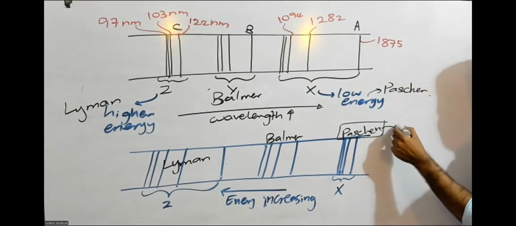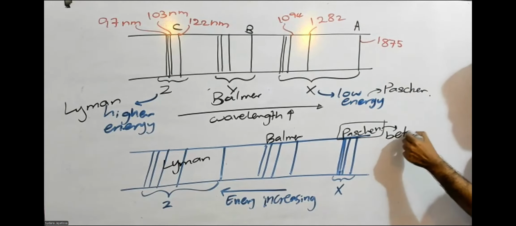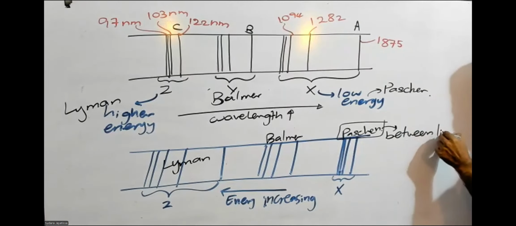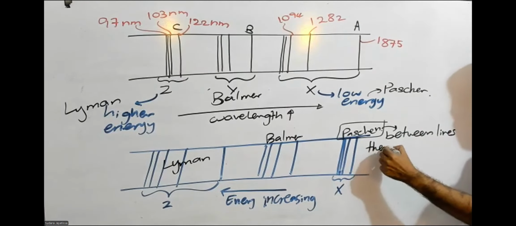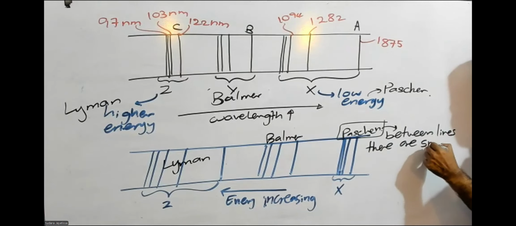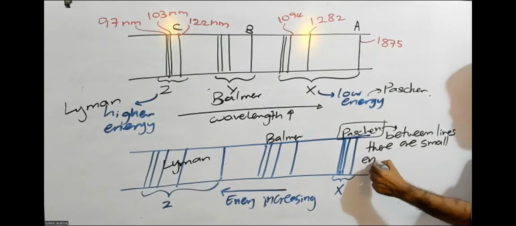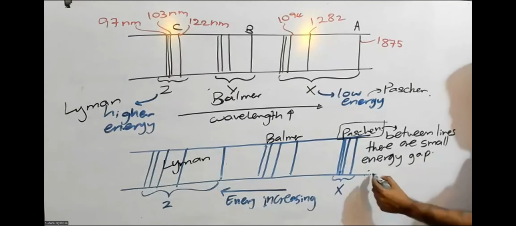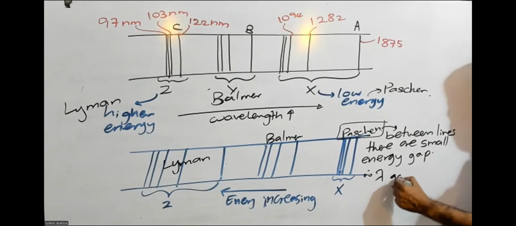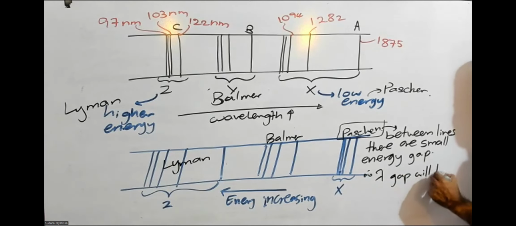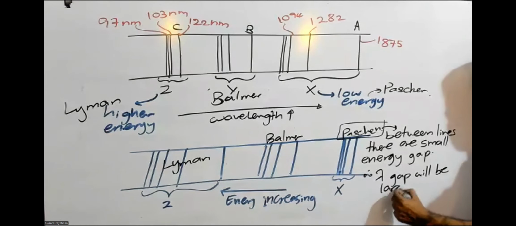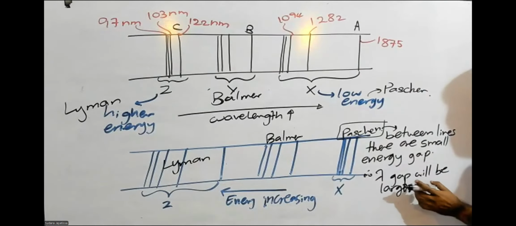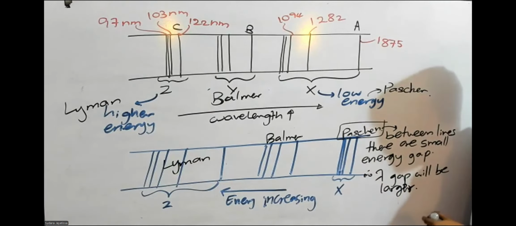Paschen series, between lines there are small energy gaps, therefore the wavelength gap, lambda gap, will be larger. So now you can relate this diagram and the one we used to draw earlier.